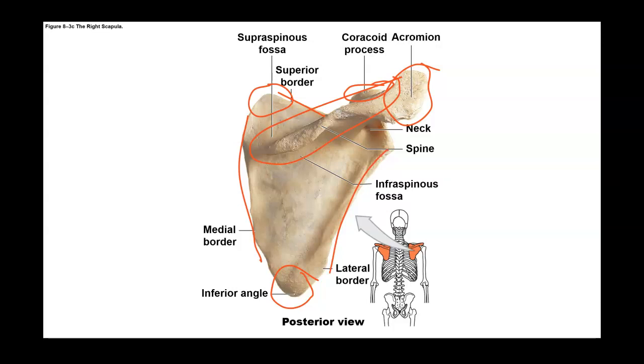And then you have what's referred to as the neck section through here. And this whole indented cavity here is going to be referred to as the glenoid cavity. Know that. That's going to be the part that's going to articulate with the humerus.